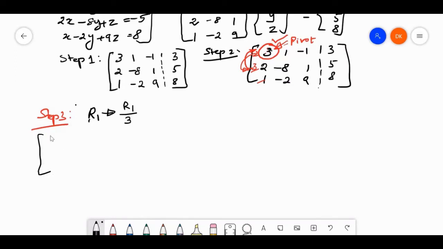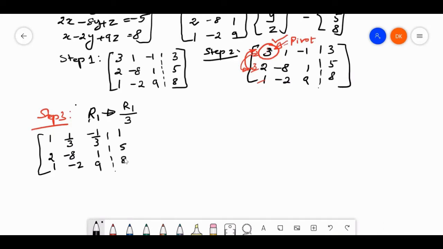So what will happen? 3 by 3 will give 1. Then 1 by 3. All the elements in the first row you have to divide by 3. That is the meaning of this. And then minus 1 divided by 3. Then 2, then minus 8. And then 1, here 1 minus 2, and then 9. So here also you have to make it 3 by 3, so then it will give 1. Okay, and 5.